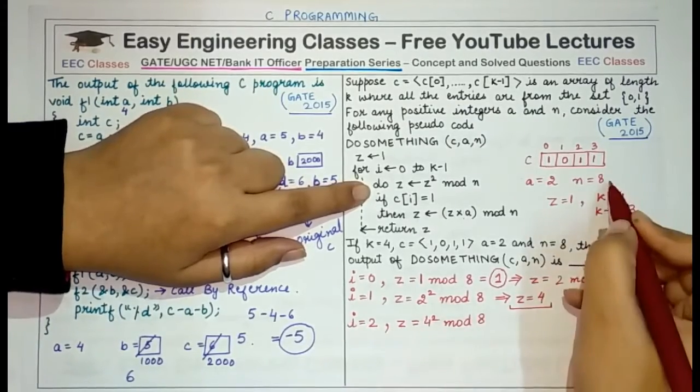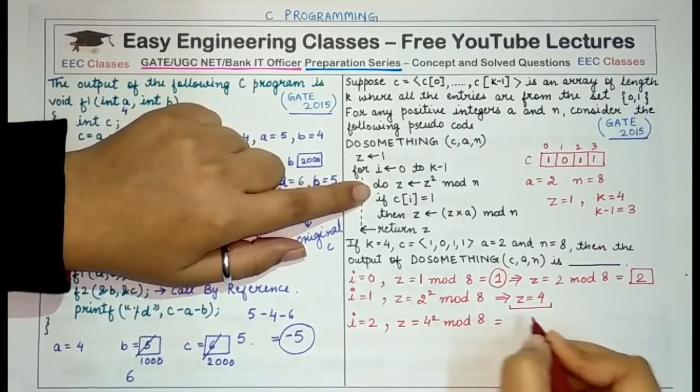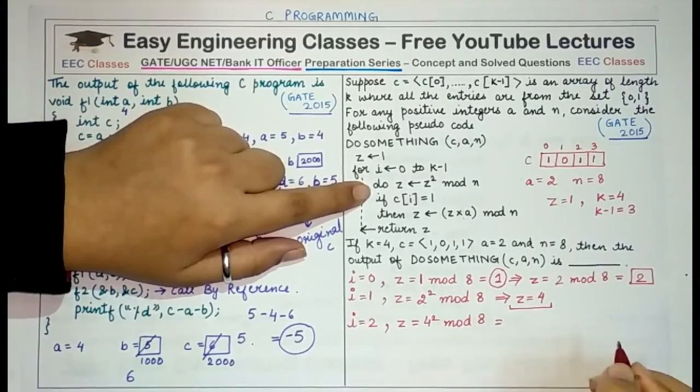Mod 8, n is equal to 8. So 4 square is 16. 16 mod 8 is 0, because we are finding the remainder here, and Z becomes 0.